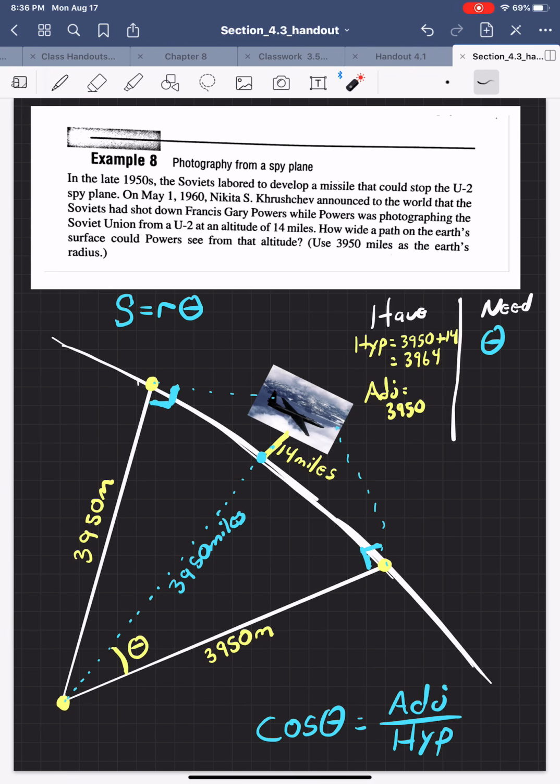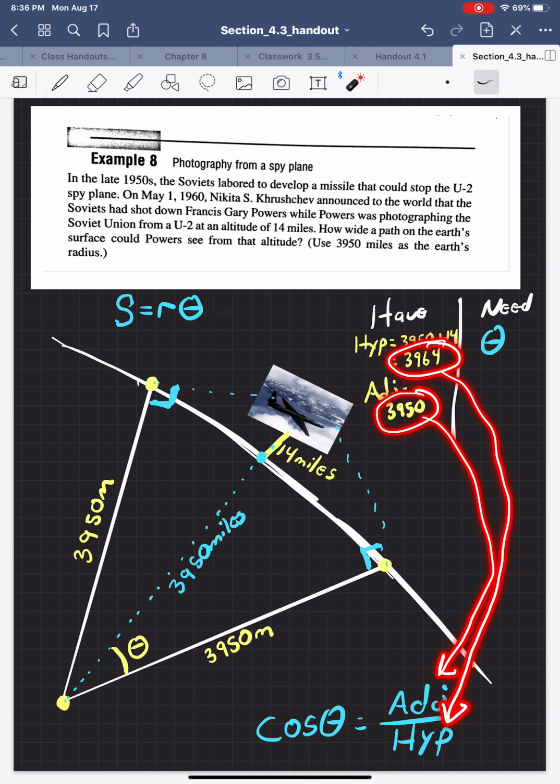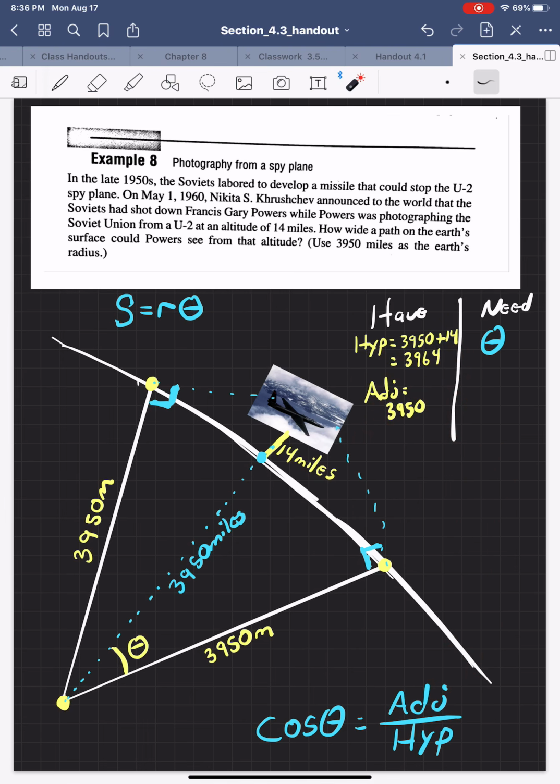All right, now I'm going to go to the next page to give myself a little bit more space. But what I'm going to do is rewrite this formula, and plug in 3,950 for adjacent, and 3,964 for hypotenuse. All right, so let's go. So I would have cosine of some angle that I don't know is going to be equal to the adjacent, 3,950, over the hypotenuse, which is 3,964.